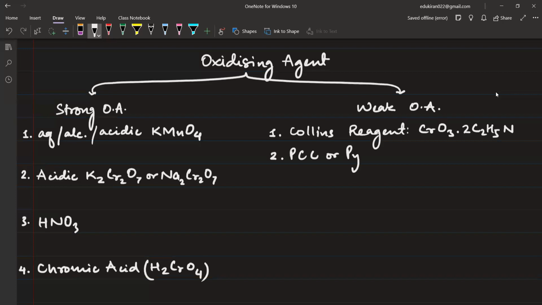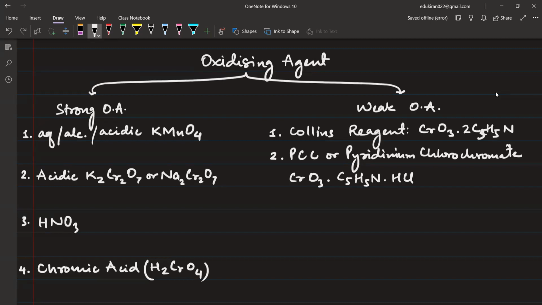PCC, or pyridinium chlorochromate. The formula for this is CrO3. Oh, wait a second. This is not C2H5, make it C5H5. This is C5H5, not C2H5. CrO3·C5H5N·HCl. But what you are going to remember is PCC. Okay, that is enough for you.